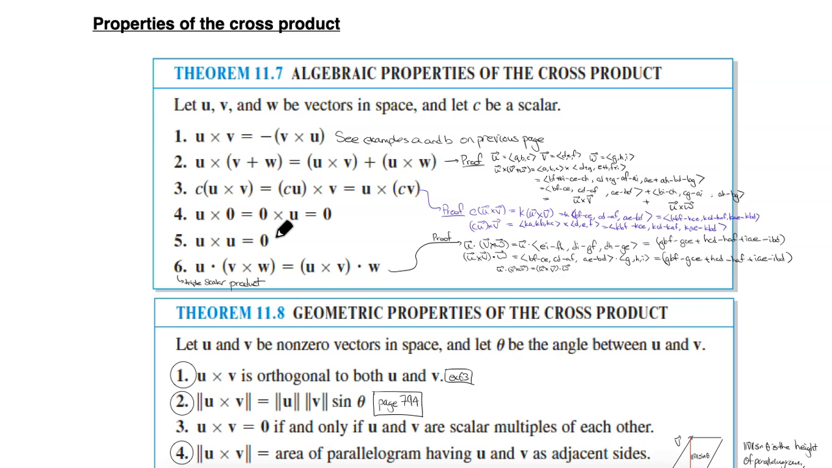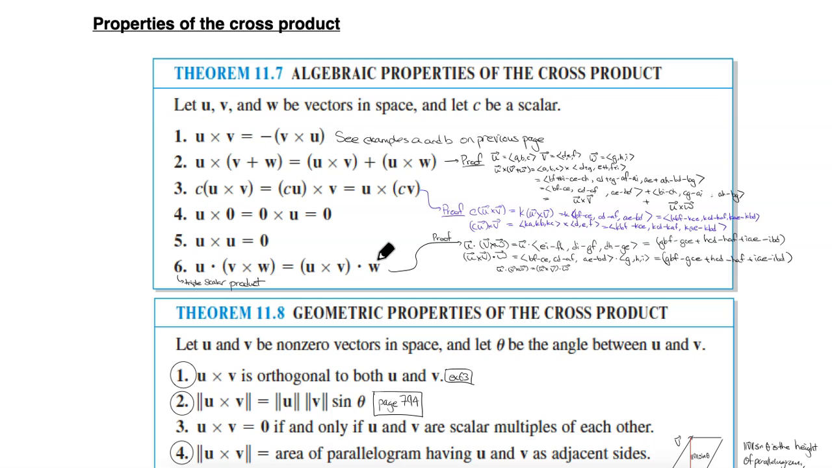And finally, what we will be calling the triple scalar product later on also has a property that u dot v cross w is the same as u cross v dot w. And you can pretty much mix it up any way you want, as long as you do a vector cross a vector first and then dot the third vector.